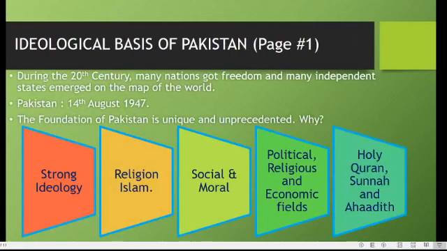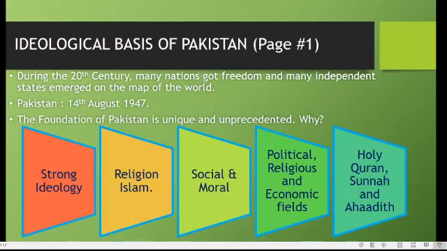So our first topic is the ideological basis of Pakistan. Before moving forward, I would like you all to open your books as well, so that you can underline all the important points along with the lecture. During the 20th century, many nations got freedom and many independent states emerged on the map of the world. Dear students, the 20th century has quite a significance in history, because during it the map of the world was changed many times.